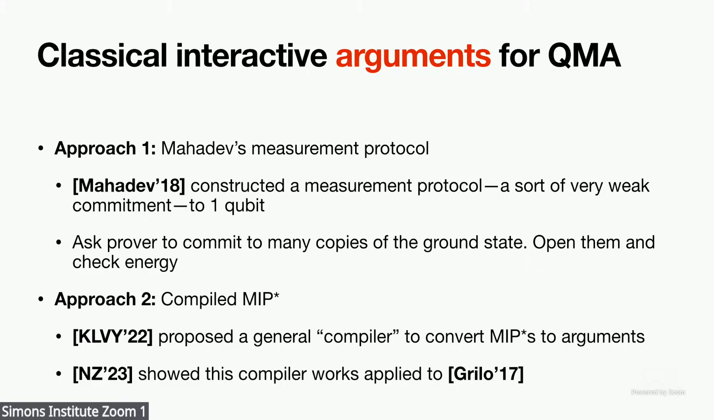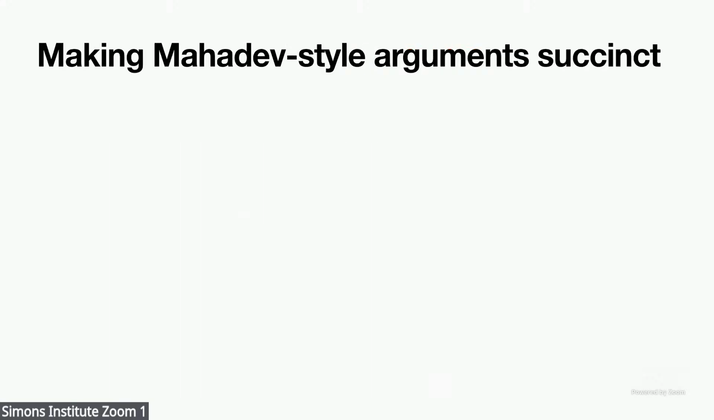In past work with Tina Zhang and myself, we showed that if you take this and apply it to one of the interactive proofs for QMA on the previous slide, specifically the one due to Grillo, you get an interactive argument for QMA. So, okay, we have interactive arguments for QMA through two different techniques. Great. So now, what about succinctness? How are we going to make these things succinct?